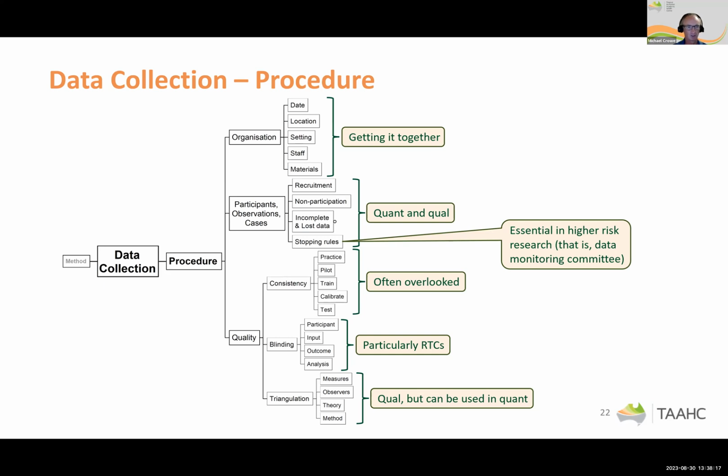And then you go into participants. How am I going to recruit them? What am I going to do with non-participation? Is there anything to be done with incomplete data or lost data? And one of the really important ones, if you're doing a randomized controlled trial or anything that's more risky from a research point of view, is stopping rules. When do I stop? How do I know I should stop doing what I'm doing?